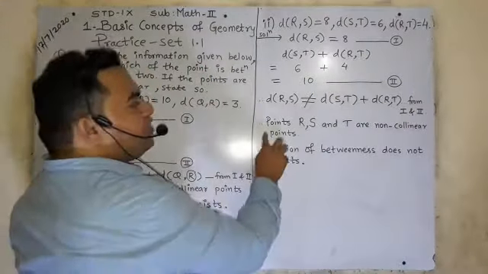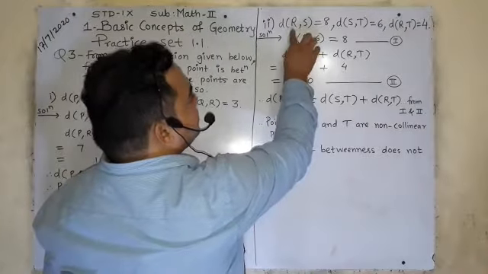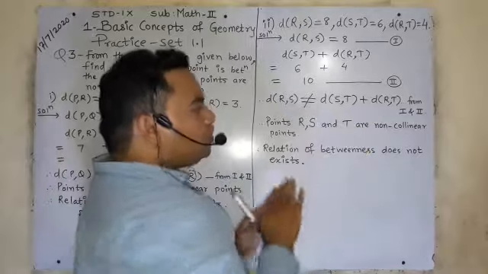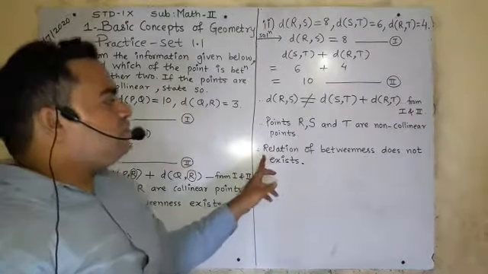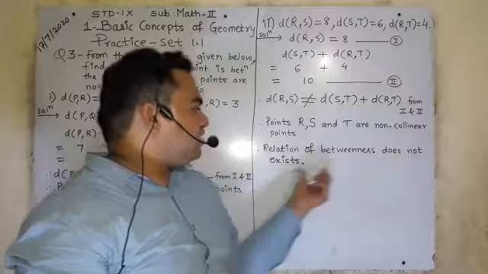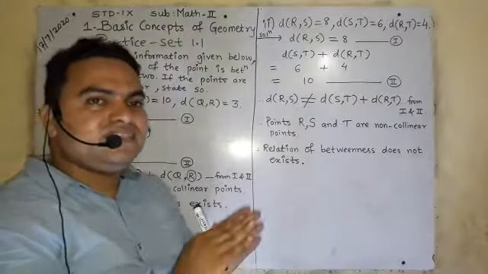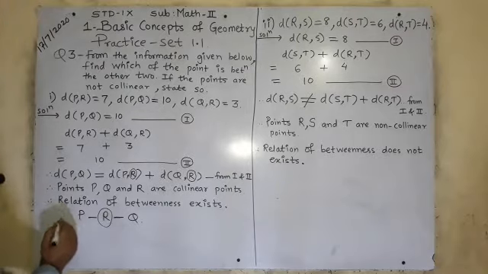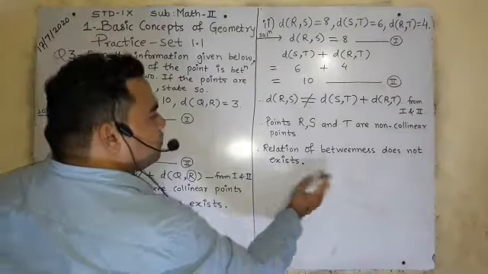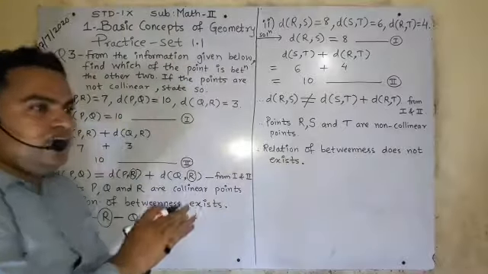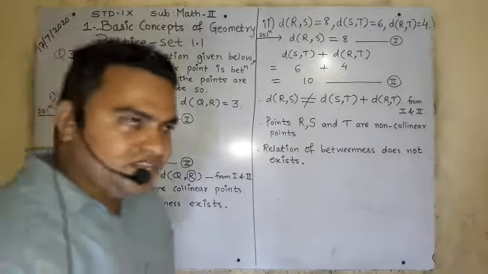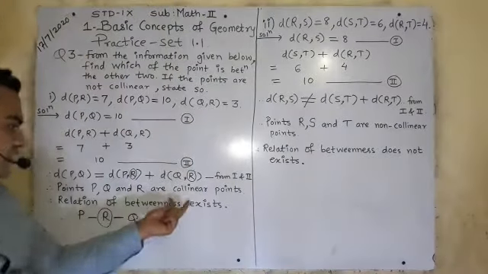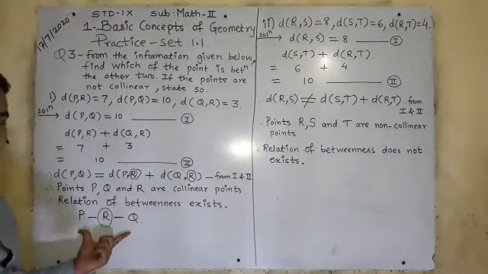Okay. So I will write points R. How many points are discussed here? R, S, T. Okay. I will write points R, S and T are non-collinear points. Therefore, the relation of betweenness does not exist. So betweenness will not exist. It means like this, we will not write here because betweenness does not exist. Because the points are non-collinear, betweenness will not exist at all. If the points are collinear, only then will betweenness exist.